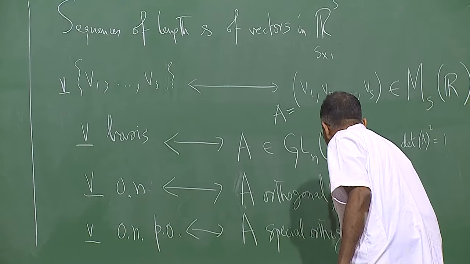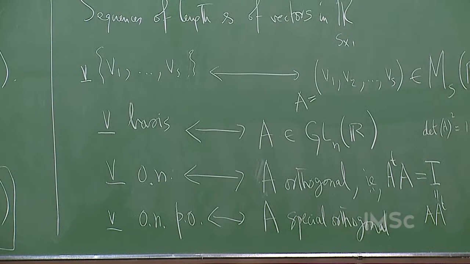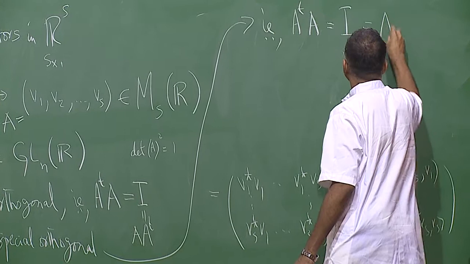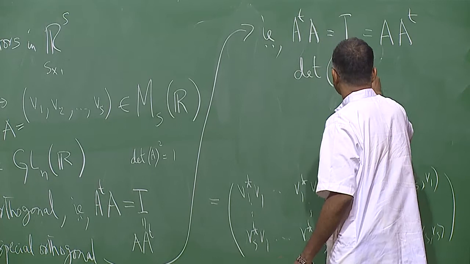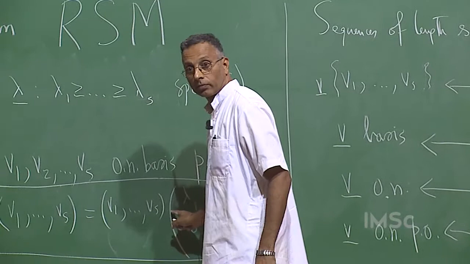Let me write it here. I didn't leave myself enough space there. Special orthogonal means that A transpose A is identity, which is also equal to A A transpose, and determinant of A equal to 1. Okay? So we have this. Now let's rewrite this equation. Now this is a special orthogonal matrix.